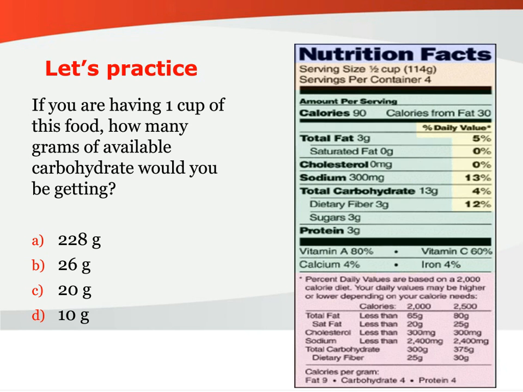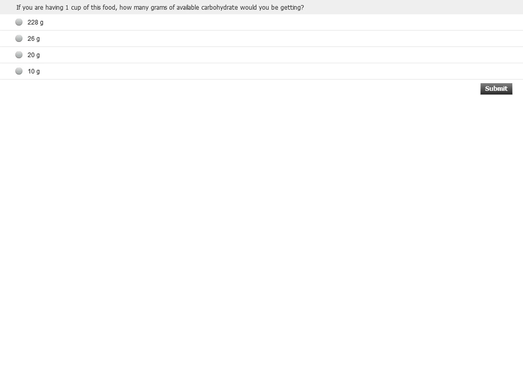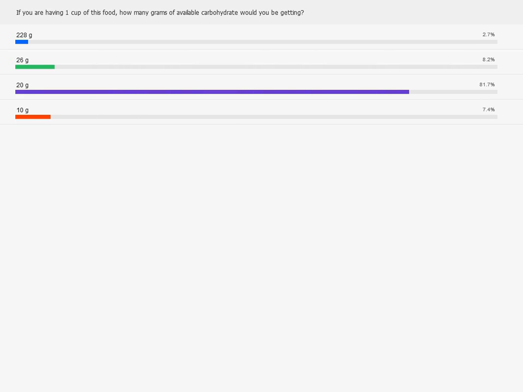Right. And so I'll get everyone to lock in their answer, and I'll give everyone 10 seconds to do that. And great, 80% got it right. So it was 20 grams. The important thing there, what I find is useful, is to figure out the total available carbohydrates for the amount on the package, and then do the math, in this case multiplying by 2 to get it for what I'm actually eating.